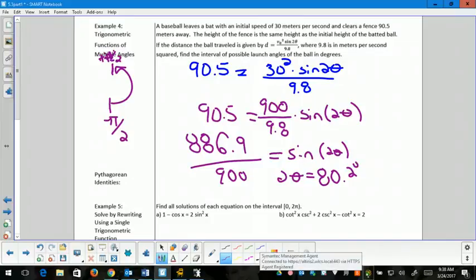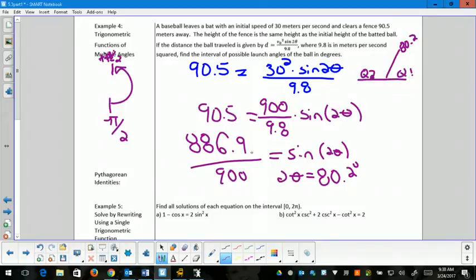But we know in our unit circle that sine is positive in more than just quadrant 1. It's also positive in quadrant 2. So right now I have 80.2 degrees in quadrant 1, and sine is also positive in quadrant 2. Since this ratio was positive, that's how I know I'm looking at the positive values for sine. So over here it would be the same. How am I going to get that angle? 180 minus 80.2.